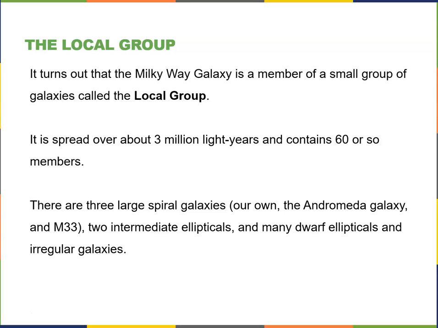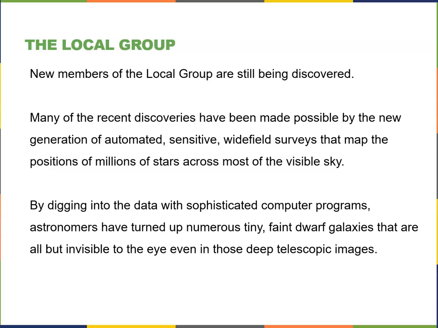Now let's discuss our local group. The Milky Way is a member of a small group of galaxies that we call the local group. This group is spread about 3 million light years and contains 60 or so members. There are 3 large spiral galaxies, including the Milky Way, 2 intermediate ellipticals, and a lot of dwarf ellipticals and irregular galaxies. New members of the local group are actually still being discovered.